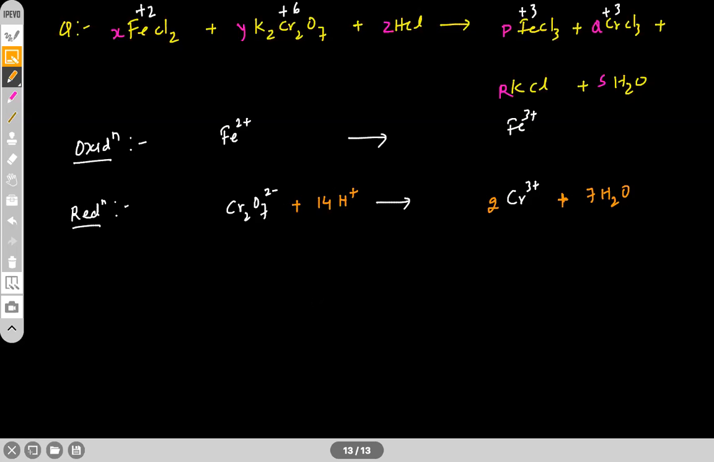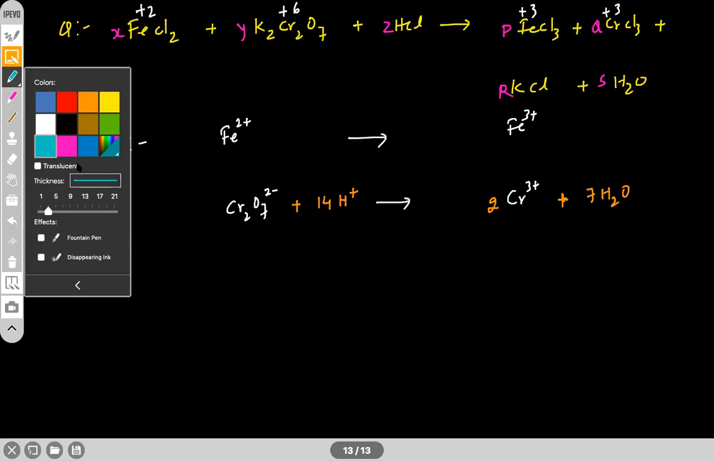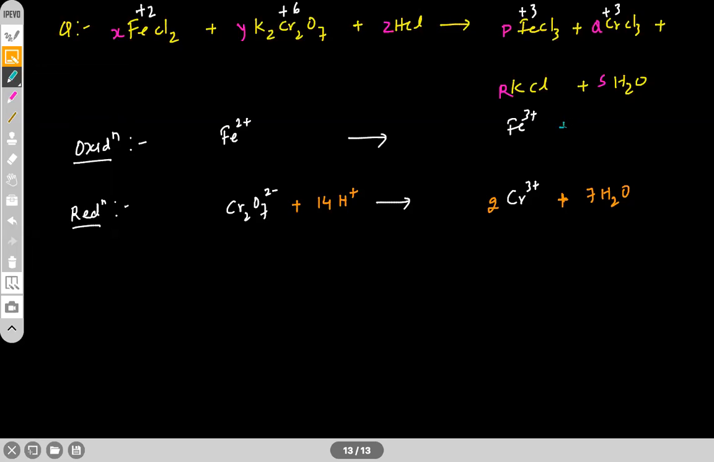Next, we have to balance the charge. So 2 positive charge, 3 positive charge. For that, I have to add 1 electron on this side, so that 3 minus 1 becomes 2. Here the total, if you see, 14 positive, 2 negative, we have 12 positive charge. And here we have 6 positive charge, plus 6. This we need to reduce, so 6 electrons we have to add this side, so that the charge becomes equal.